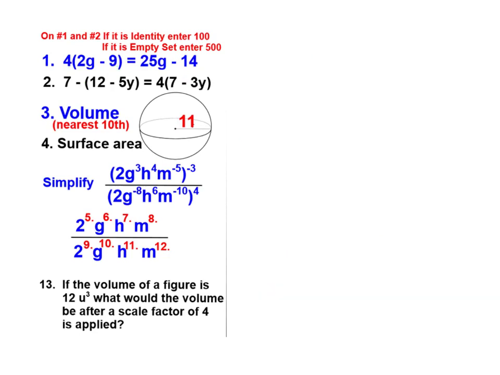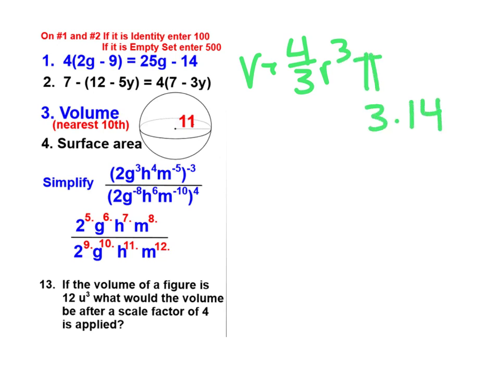Number 3, we're trying to find the volume of this sphere. Remember our formula for volume of a sphere is 4/3 radius cubed pi. We're going to use 3.14 for pi. That 11 that they gave us is a radius, so we want 4/3 times 11 to the third power. So this is our work. It says round to the nearest tenth. We do not want to round it now because we'll be rounding off a whole lot of pi's. We want to wait till the very end and then round it. So let me type that in.